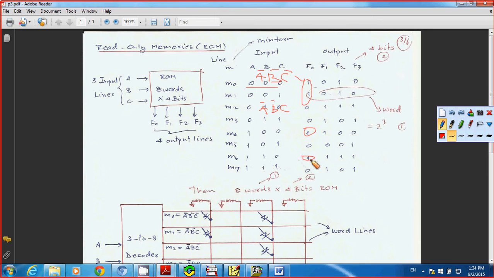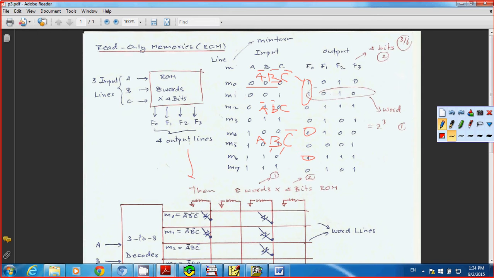For M6, you want F0 to be 1, so your min term has to be what? A, B, C. A is already 1, B is already 1, but C is 0, so you need to put the complement or C bar here. Okay. Now take a look at the way you connect the circuit together when you're talking about F0 and M0 here.